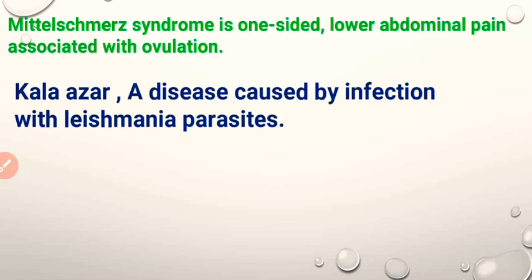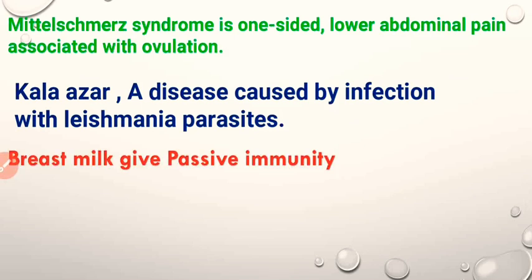Next, Kala Azar is a disease caused by infection with the Leishmania parasite. Kala Azar is also known as black fever, and it usually occurs due to infection with the Leishmania parasite. Next, breast milk gives passive immunity. Immunity is one of the most important topics for various nursing exams, and if you want detailed information, you should visit the link given in the description. I made a separate video on immunity. So breast milk gives passive immunity.